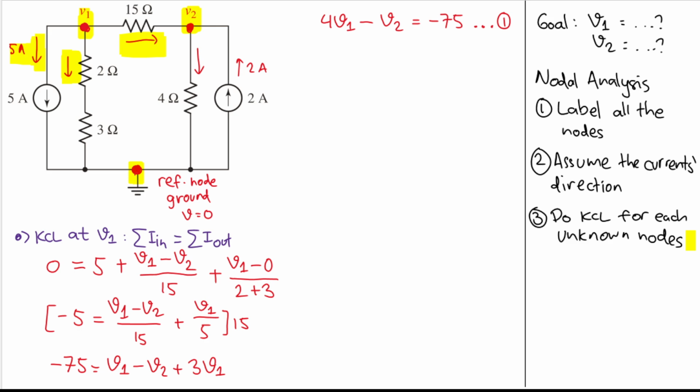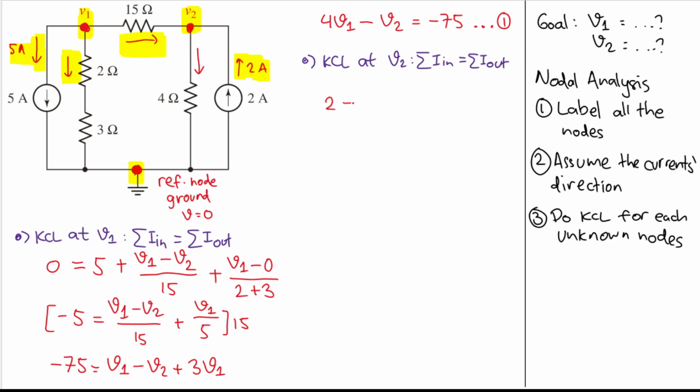Remember, do KCL for each unknown node. Let's do the second one, which is KCL at V2. Again, KCL says that the sum of the current that goes in will equal the current that goes out. Let's see here. There are two currents that go in. This one here and this one here, right? Let's start from what we know first. This is exactly 2 ampere, so I will have 2 ampere here.